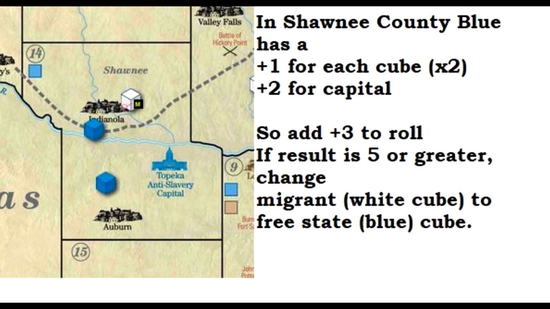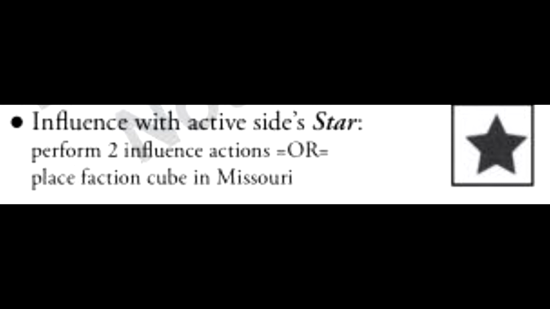If you play the faction star on this one, you essentially play two influence symbols, and you can choose to attempt two influence actions, or you can place a faction cube in a Missouri county.